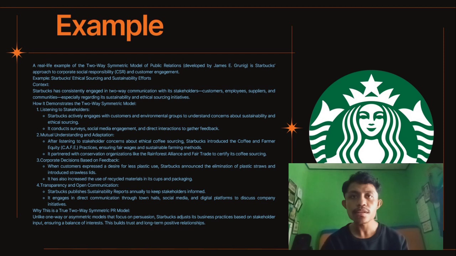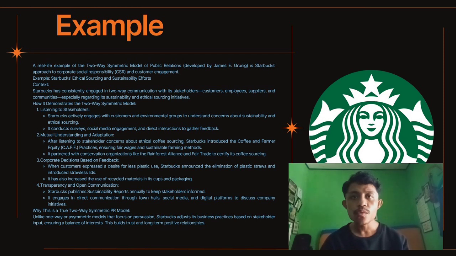The third one, corporate decisions based on feedback. When customers expressed a desire for less plastic use, Starbucks announced the elimination of plastic straws and introduced strawless lids. It has also increased the use of recycled materials in its cups and packaging. The last one, transparency and open communication. Starbucks publishes sustainability reports annually to keep stakeholders informed. It engages in direct communication through town halls, social media, and digital platforms to discuss company initiatives.